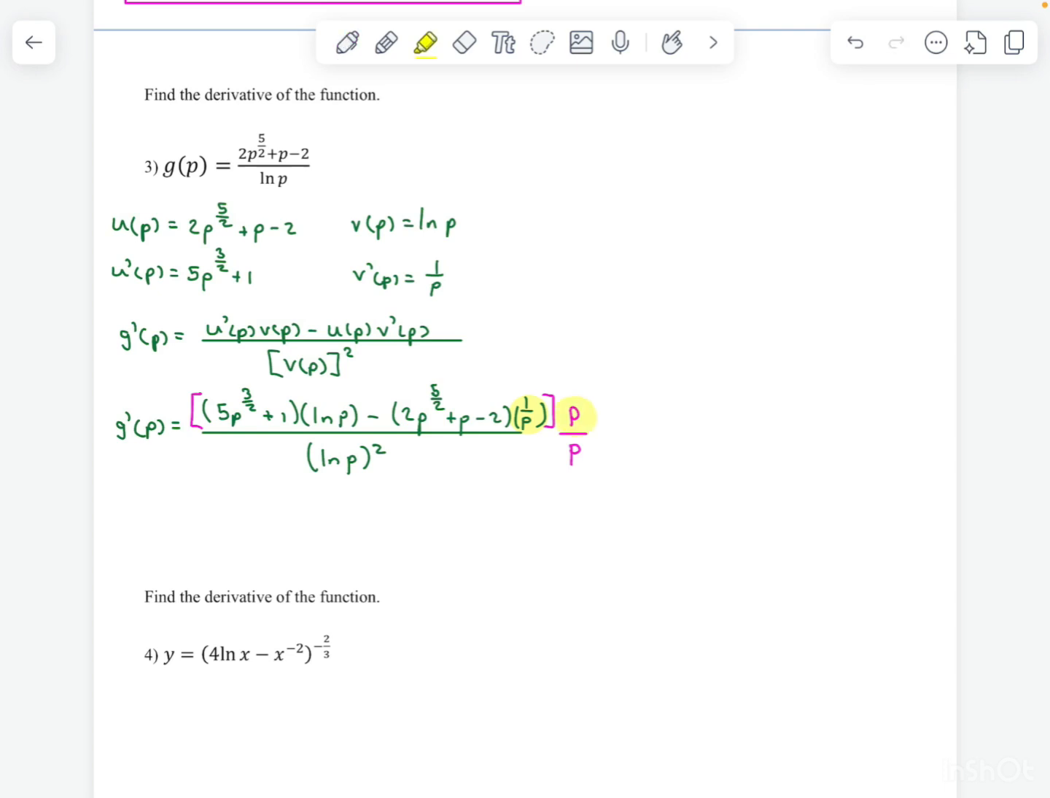And notice if we multiply the numerator and the denominator by p, we are actually multiplying the entire function by 1. And if we multiply this entire function by 1, we are not changing the fact that this function is still the derivative of g. So after you multiply the numerator and the denominator by p, you will get this.